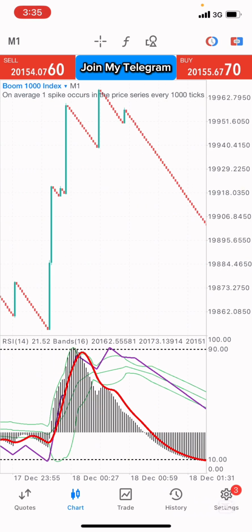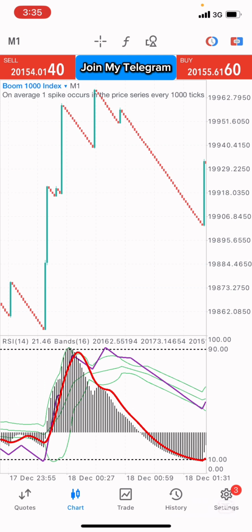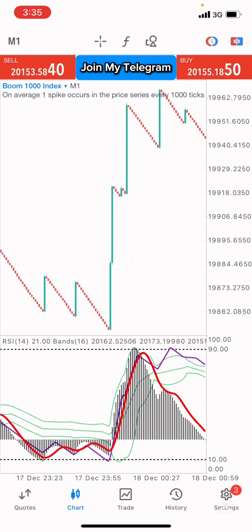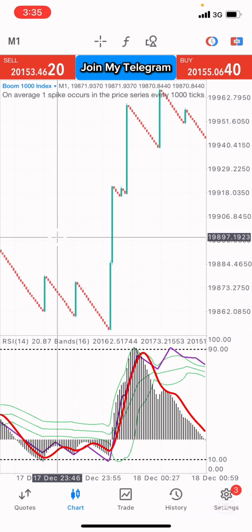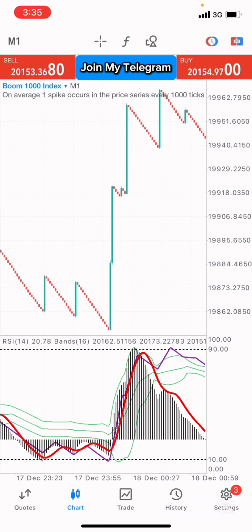All right, this strategy is not really that hard, but it requires a lot of patience, because we know that patience is the key. It doesn't matter how you trade, as long as you are profitable on the market, that's what matters. You want to make sure that you have a lot of patience with this strategy. As you can see, we are on the Boom 1000 index market, and we know that this market is very volatile as well.